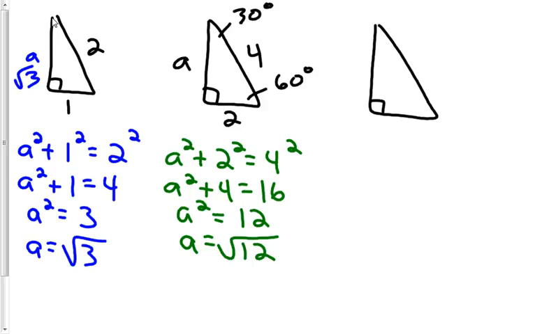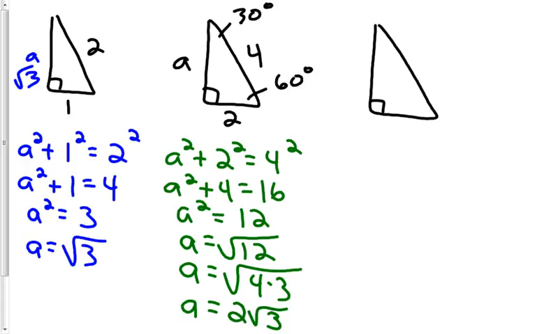And now we need to simplify the radical, just like in last night's homework. A equals the square root of 4 times 3. 4 is the perfect square. The square root of 4 is 2. 2 square roots of 3. So now we have 2 square roots of 3 here.